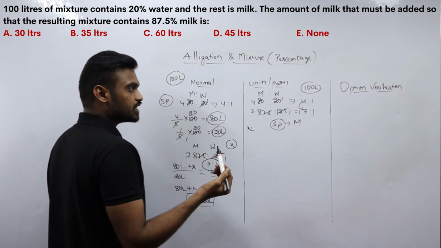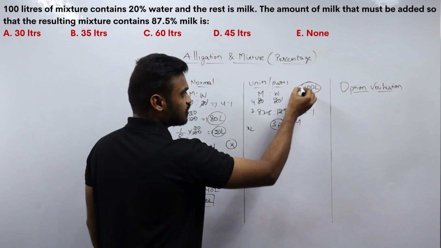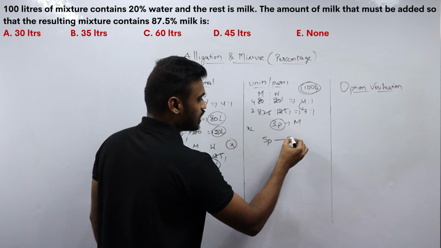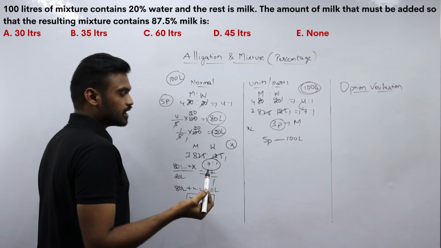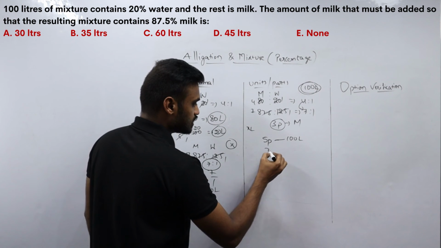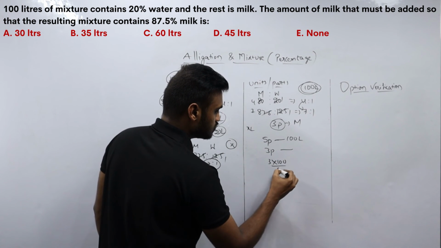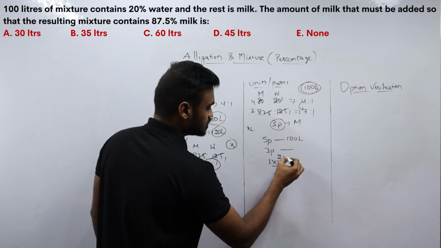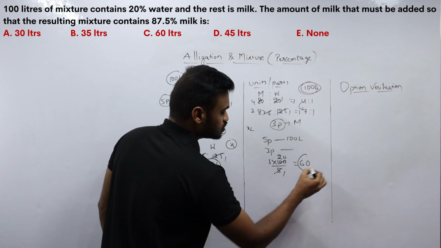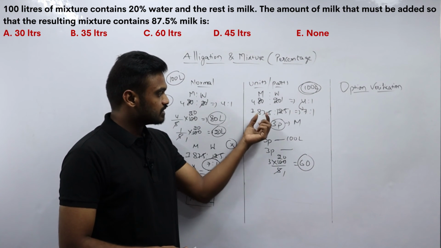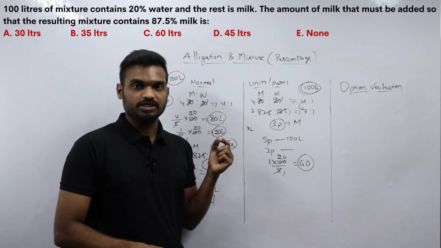Okay, now we already know what is the quantity of 100 liters, that is 5 parts. 5 parts is equal to 100 liters. Now what is the quantity of 3 parts? That is 3 parts equal to 3 into 100 by 5. So 5 ones are 5, 5 twos are 20, and 3 twenties are 60. So 60 liters of milk needs to be added to convert this into 87.5%.